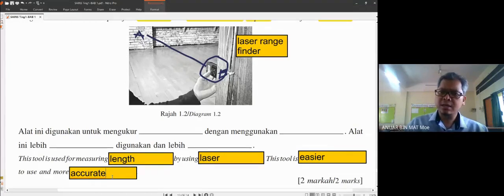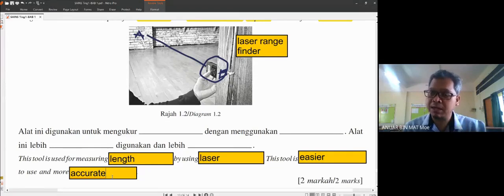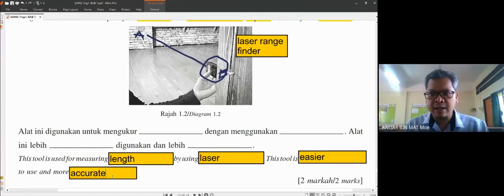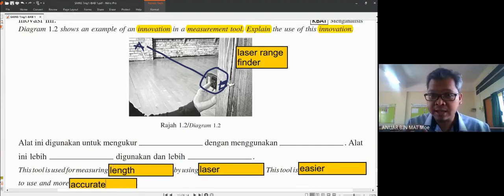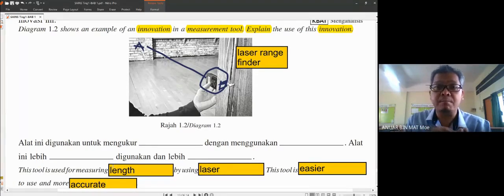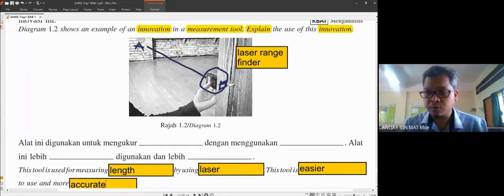Easier to use. Most importantly here, not just easier, not just accurate, but much faster. Because we do not have to take the time to see the unit, and some functions can save the measurement. Dia boleh simpan because inside the tool here got memory, just like the handphone memory. Whenever you take a measurement, it will save the number so that you can retrieve it later. Very sophisticated and modern device.